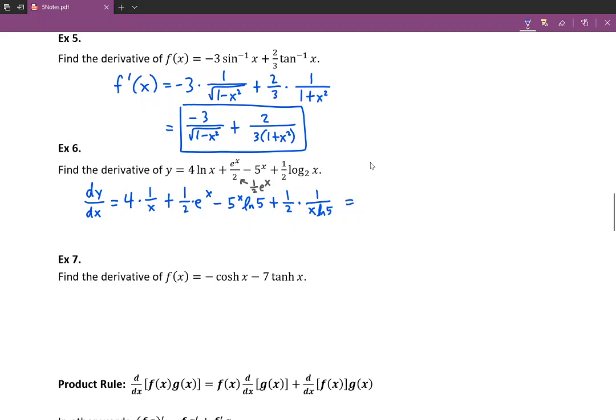And then the only last thing to do is maybe clean things up a little bit. We can write the first term as 4 over x. We can write the second term as e to the x over 2 if we want, minus 5 to the x ln 5. Nothing to really simplify there. I'll write this a little bit better. And then we have plus 1 over 2x ln 5.